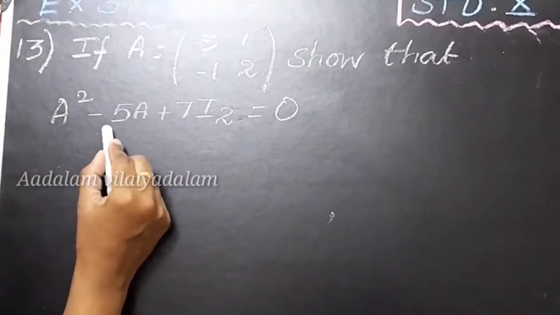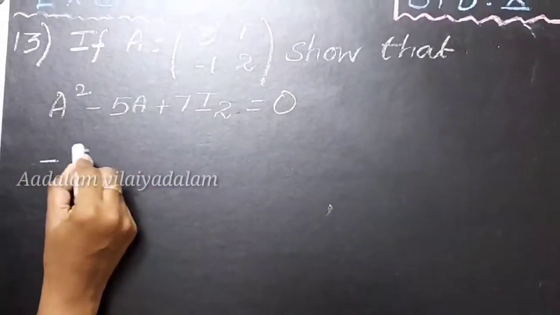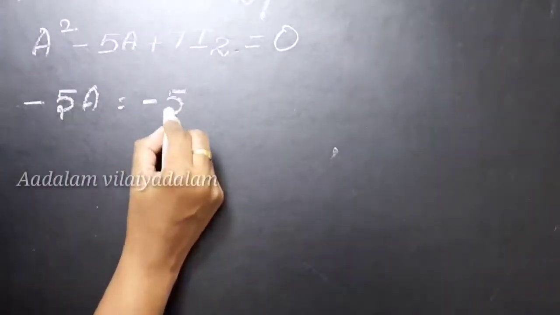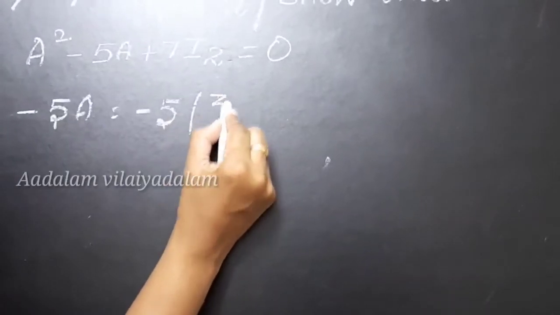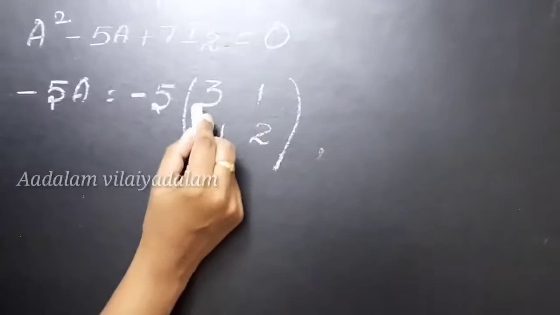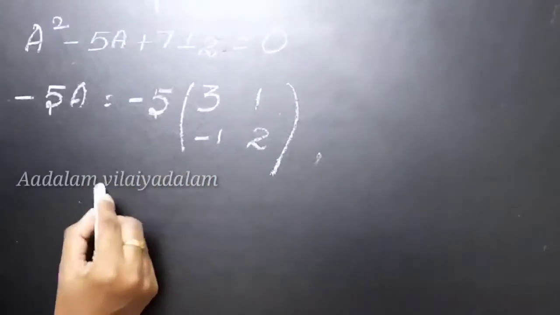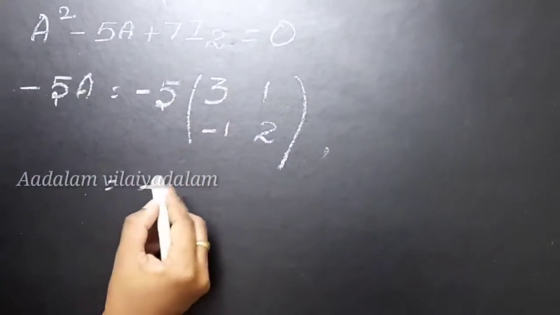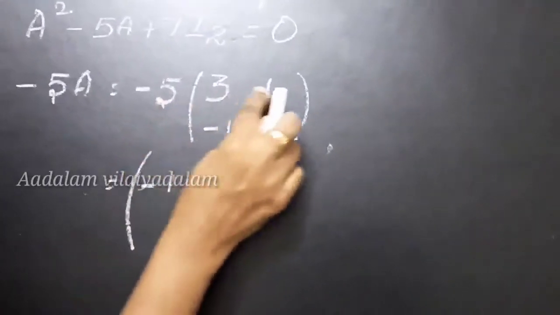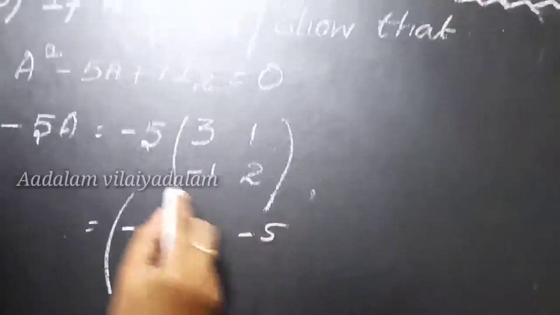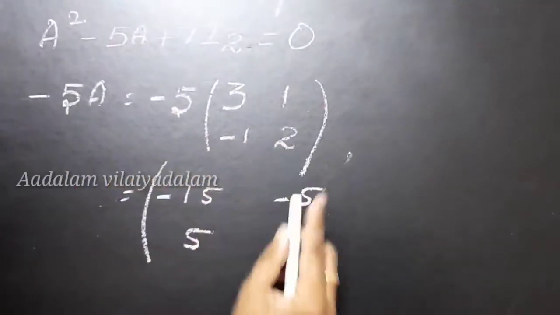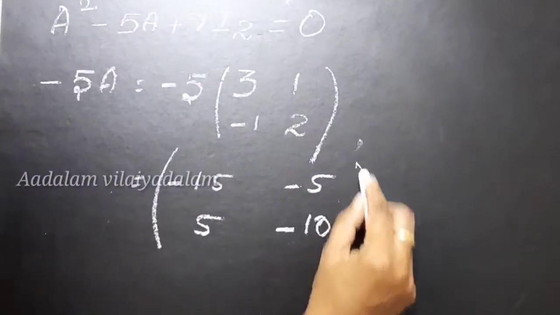Next find the minus 5A value. So minus 5 into A matrix. So minus 5 into, that is A matrix 3, 1, minus 1, 2. So multiply each element by minus 5. So plus into minus, minus 5 3s are 15. And here also plus into minus, minus 5 1s are 5. Minus into minus plus, 5 1s are 5. Plus into minus, minus 5 2s are 10.